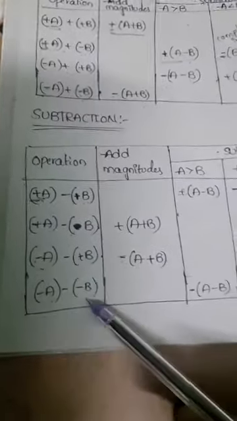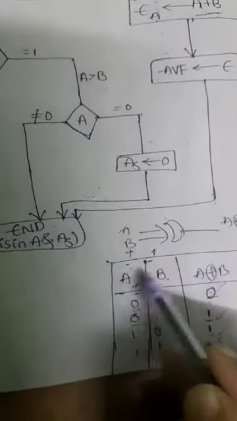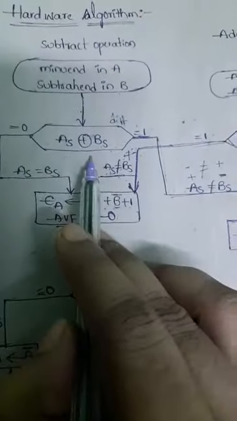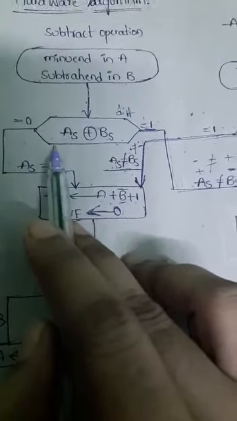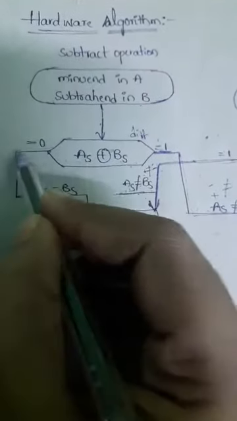If the signs are the same, plus plus or minus minus, in the subtraction method what do we have to do? We subtract the magnitudes, right? So now we'll see here. If the signs are the same, like plus plus or minus minus, that means 0 0 or 1 1. What is the XOR result? Both will be 0. In this case, we have to subtract those two numbers. That's why we can represent it here.